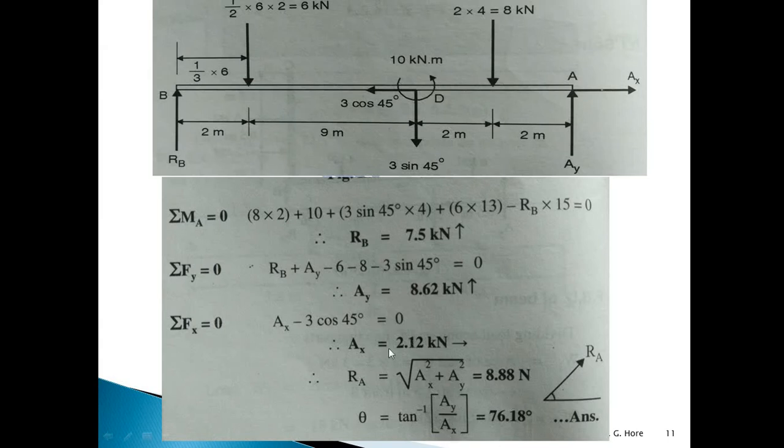Again, the direction of RA lies in which quadrant? By comparing the signs of AX and AY. Here AX is plus, AY is also plus. So RA lies in the first quadrant, plus plus. So these are the answers, the support reactions and the resultant reaction at point A.